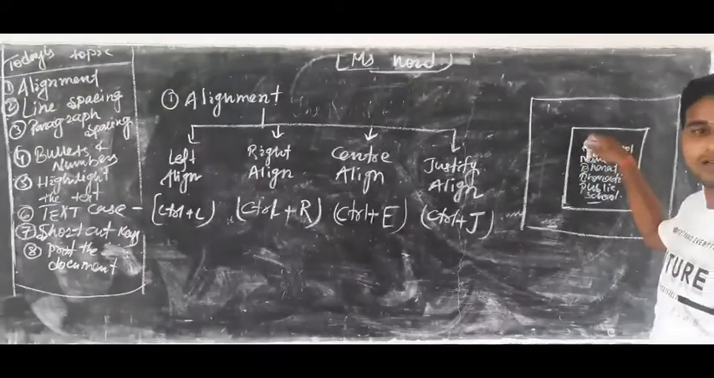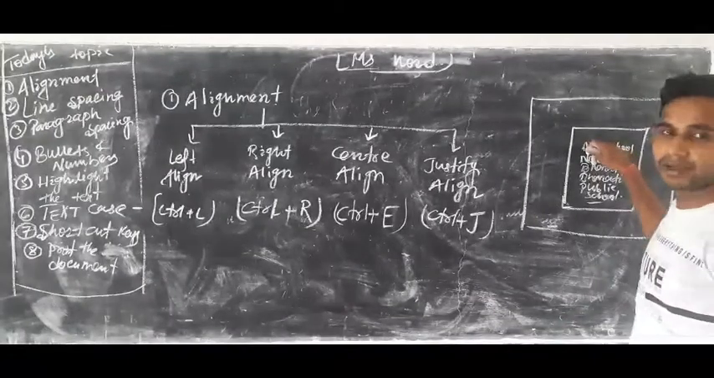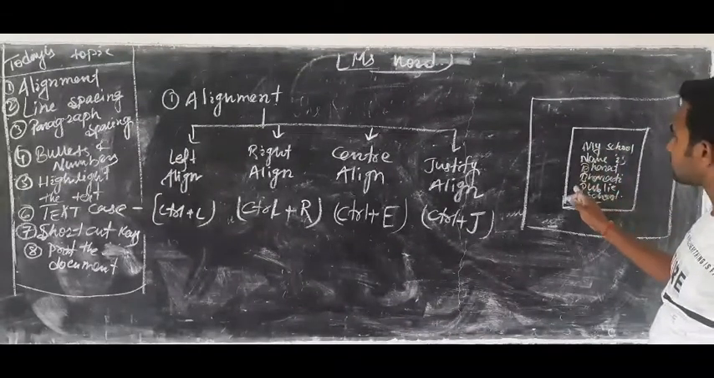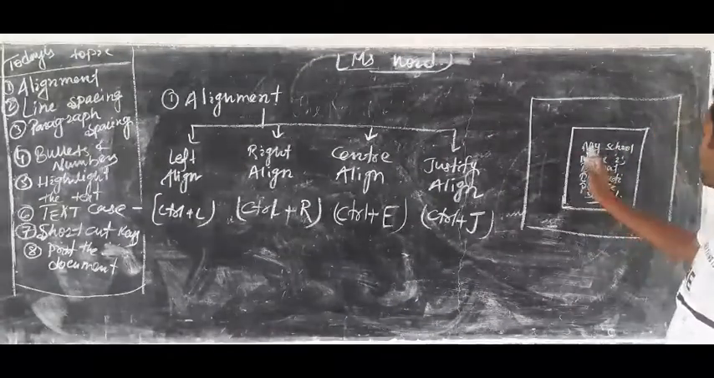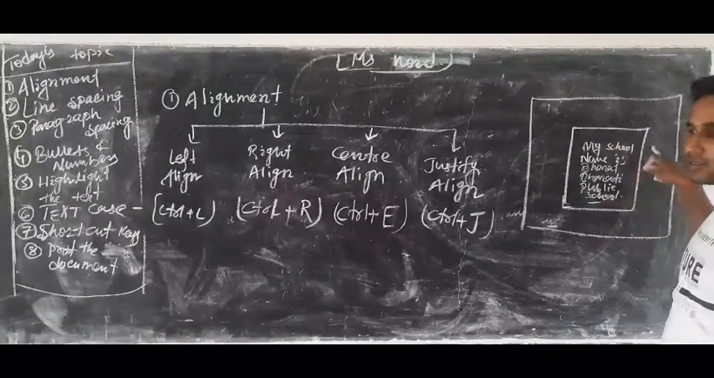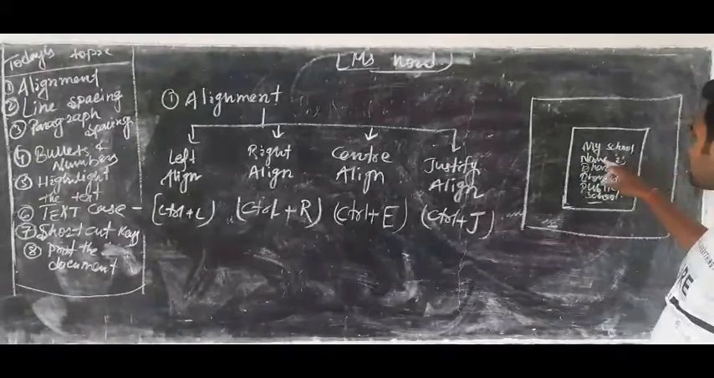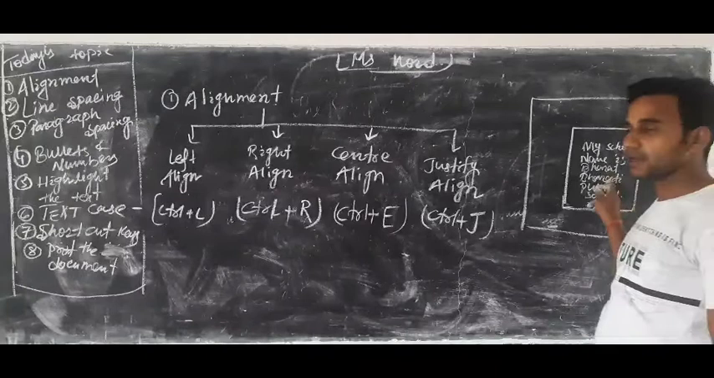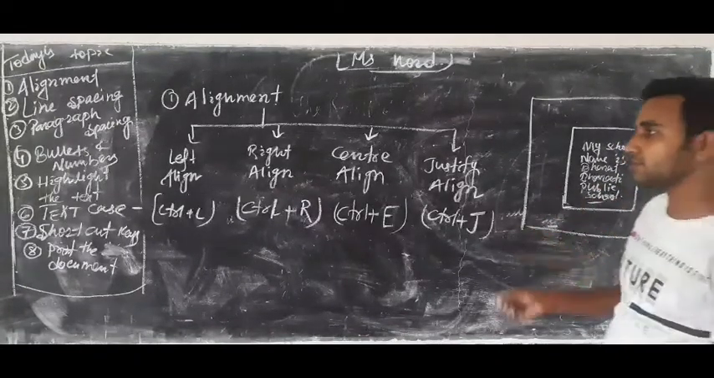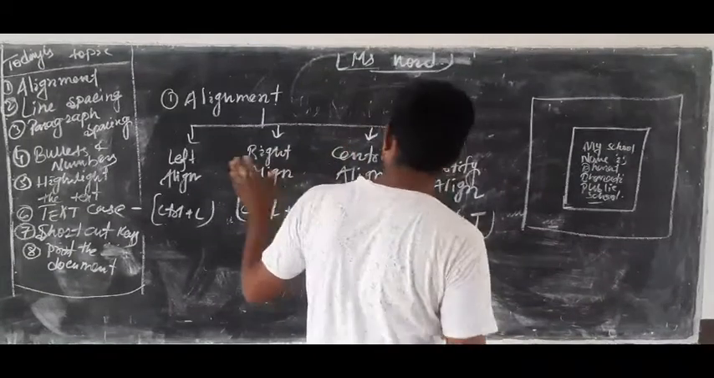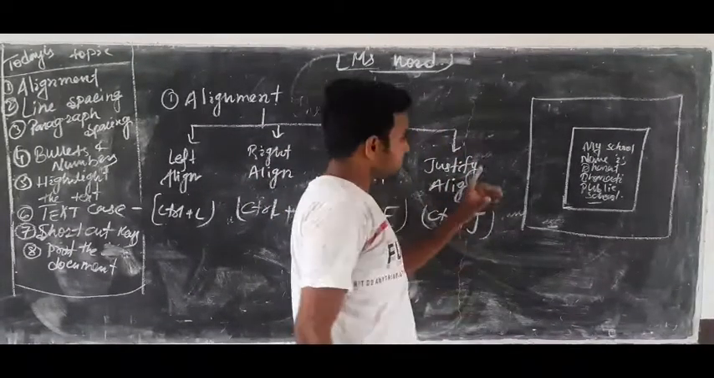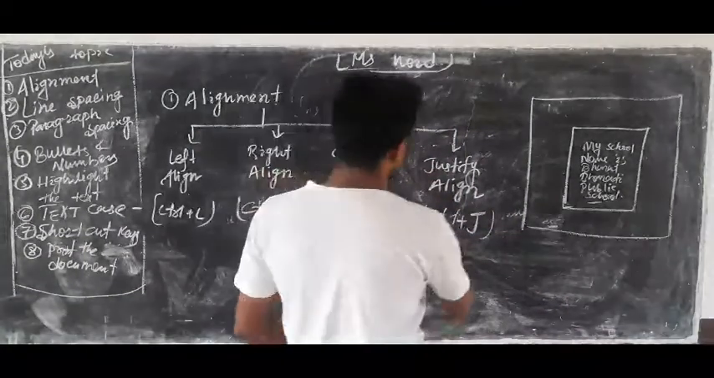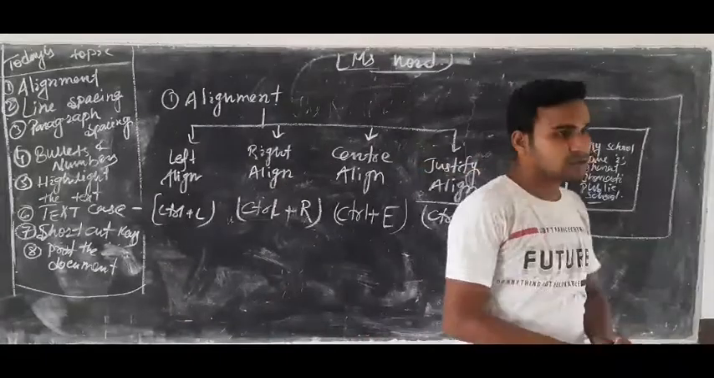Text refers to a word, a sentence, a paragraph in our computer system. So if all the text is located on the left side, that is the left alignment. If it is located on the right side, this is the right alignment. If it is located in the center of the page, this is the center alignment. And justify means text that comes in the default setup, so we can use justify alignment.